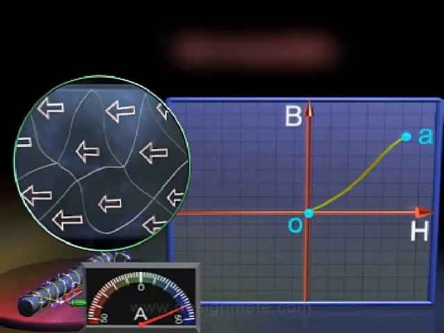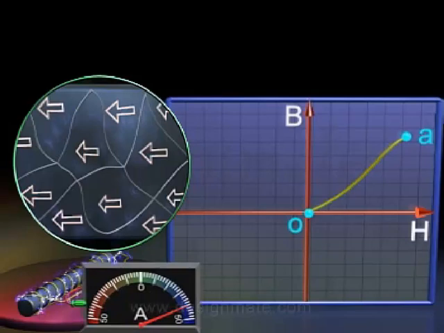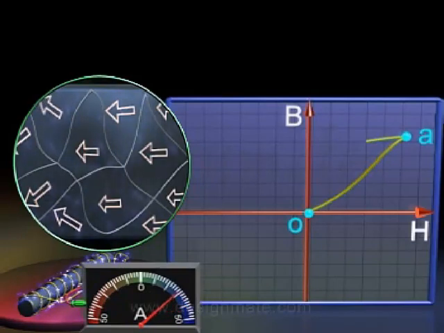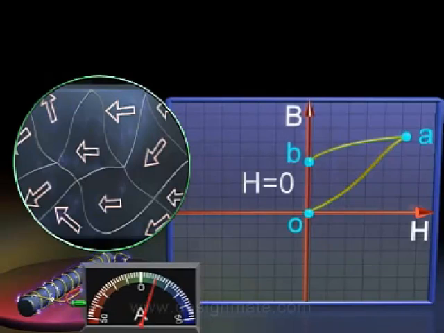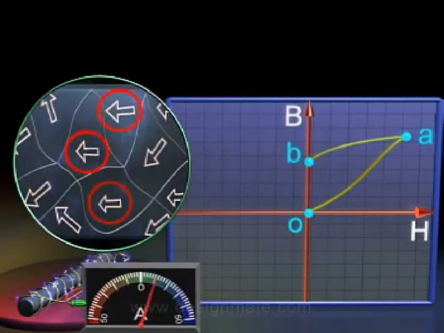This process is not reversible. At this stage, if the current in the solenoid is reduced, we do not get back the earlier domain constitution, and when H is equal to 0, we do not get B equal to 0. This means that when H is made 0, the substance retains certain magnetic moment. Hence, the curve AB represents the effect of reducing H.